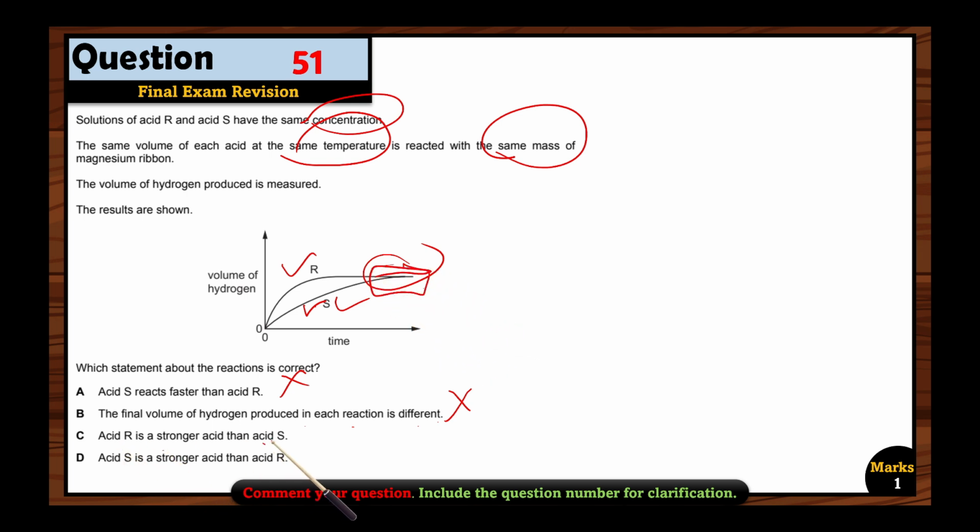Acid R is a stronger acid than S. For R, the rate of the reaction is higher. So it is possible that it is a strong acid. That's why it is releasing more hydrogen ions into the solution. So more hydrogen ions means more reaction, more product will be formed. So that's why the rate of the reaction will be increased. So that's why this option can be possible. Acid S is a stronger acid than R. S is not stronger because the rate of the reaction is lower compared to R. So that's why option C can only be the right option.